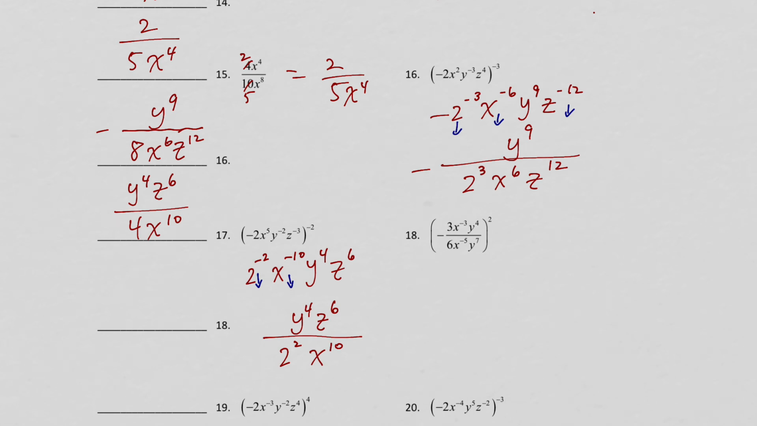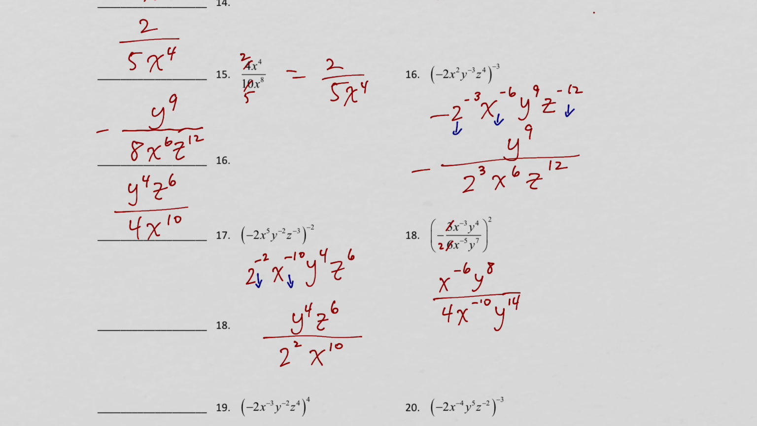For number 18, this is an even exponent, so this is going to square away. And while I'm at this, I'm just going to cancel this. It becomes a 1 and a 2. So now when this squares away, when I bring this in, I'm going to have, up top, x to the negative 6, y to the 8, over 2 squared, which is 4, x to the negative 10, y to the positive 14.